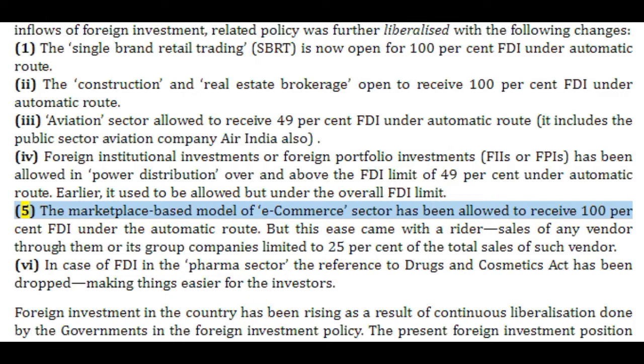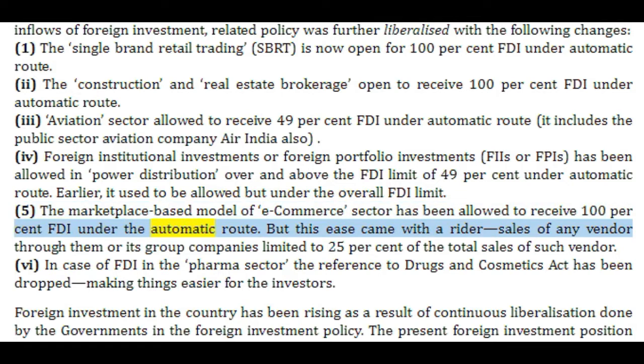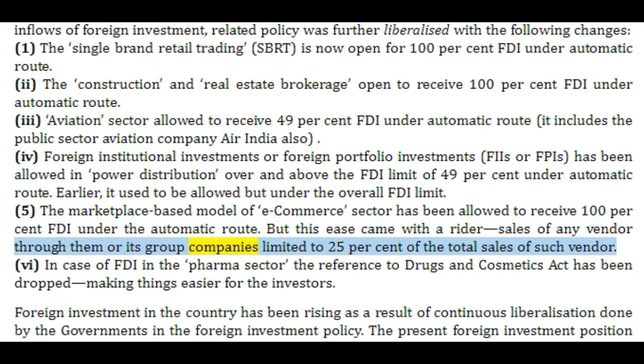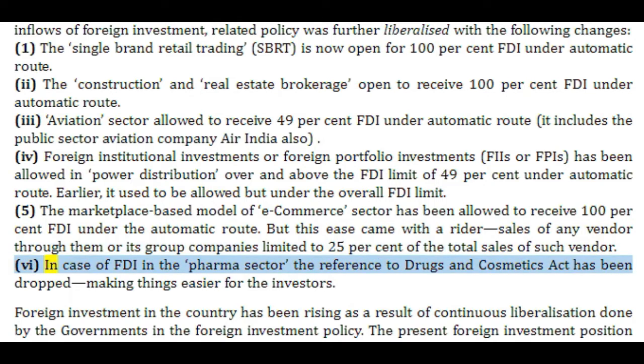5. The marketplace-based model of e-commerce sector has been allowed to receive 100% FDI under the automatic route. But this ease came with a rider. Sales of any vendor through them or its group companies limited to 25% of the total sales of such vendor. 6. In case of FDI in the pharma sector, the reference to Drugs and Cosmetics Act has been dropped, making things easier for the investors.